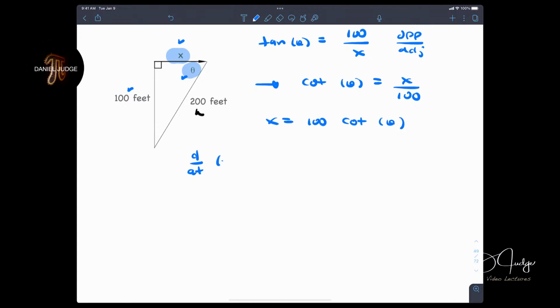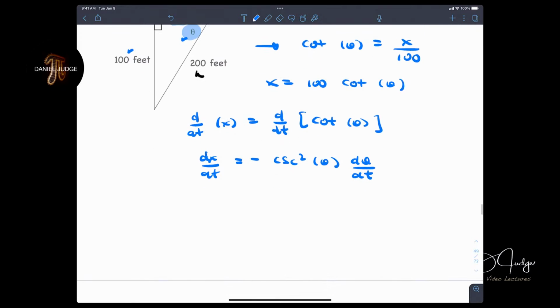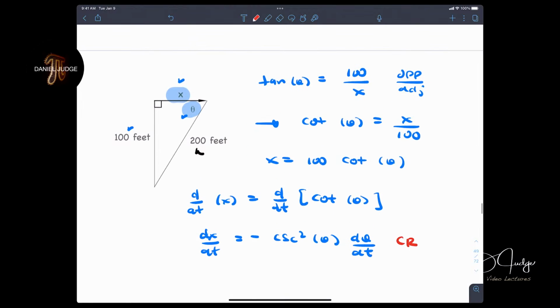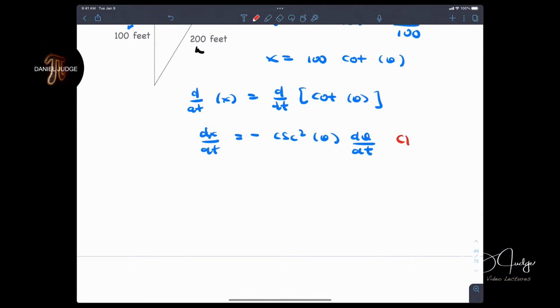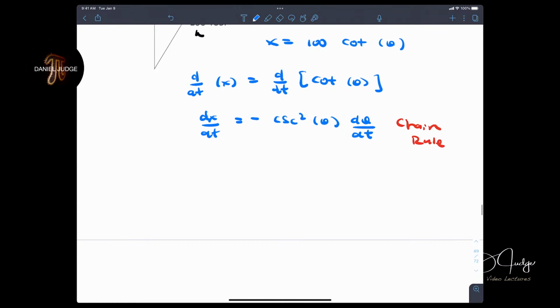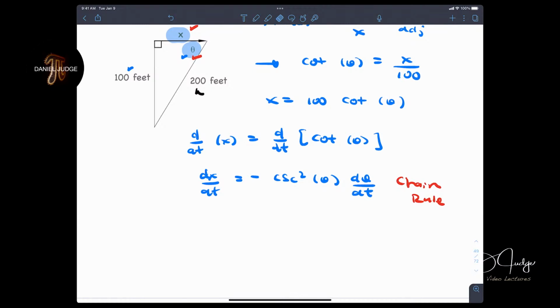So we have d dt of x equals d dt of cotangent theta. Now this is dx dt, the derivative of cotangent is minus cosecant squared theta times d theta, by chain rule. So don't ever forget chain rule, because x is changing with time, and so is your angle theta changing with time. And let's spell that out. Let's not put CR, let's put chain rule. So the related rates equation is what you see here. dx dt is minus, we forgot the 100. It's not a mistake if I catch it. 100 cotangent theta.